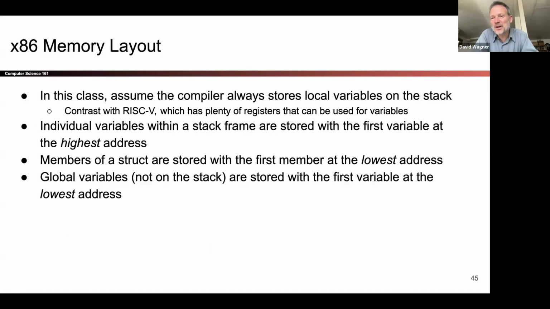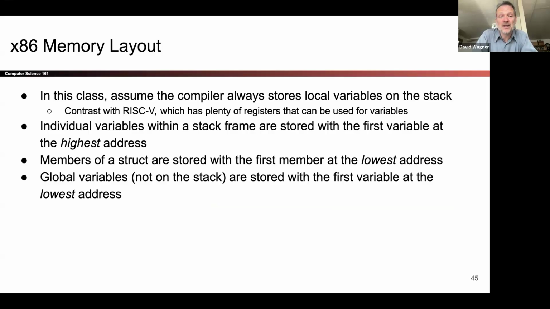In this class, we're going to assume a particular layout of how memory is laid out, a fairly simple way that compilers use by default. Fancy compilers can always do something different, but this is the standard way, which is that local variables are always stored on the stack. There aren't that many registers. You often have lots of local variables, so you always put every local variable on the stack. Each local variable has a different location in the current stack frame.